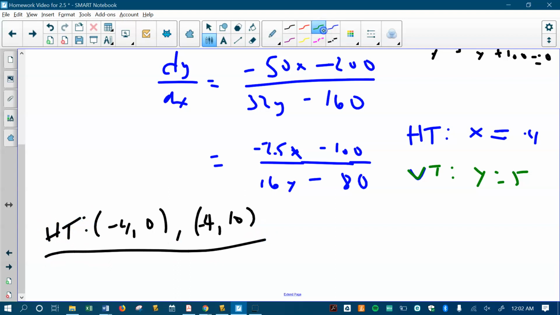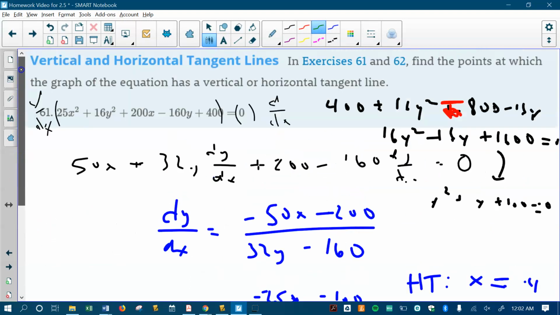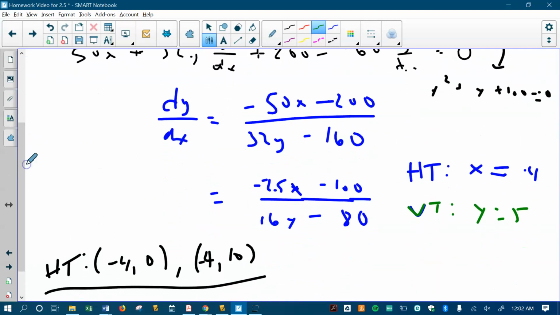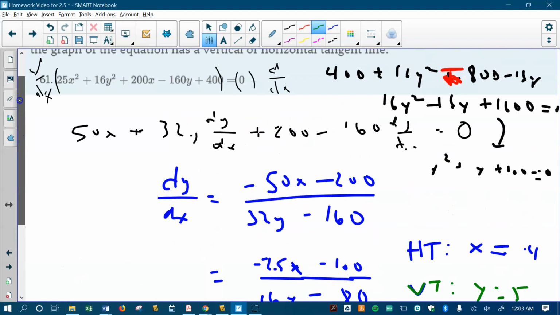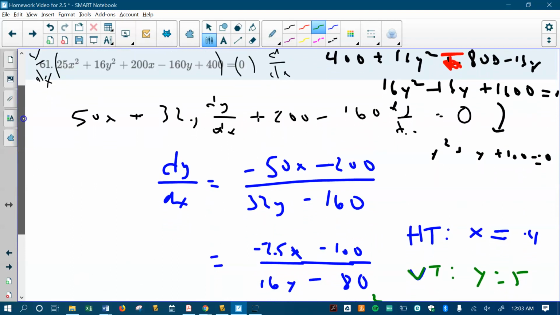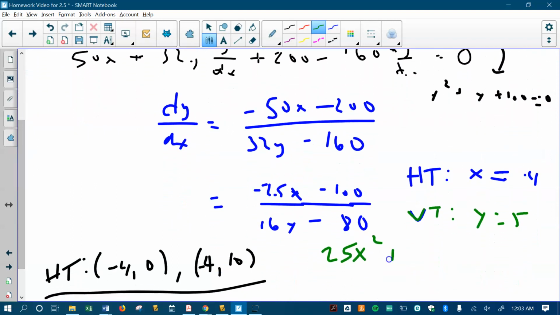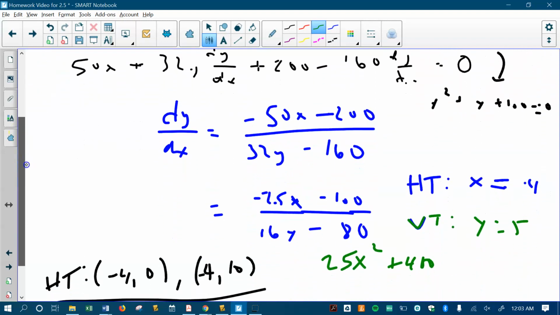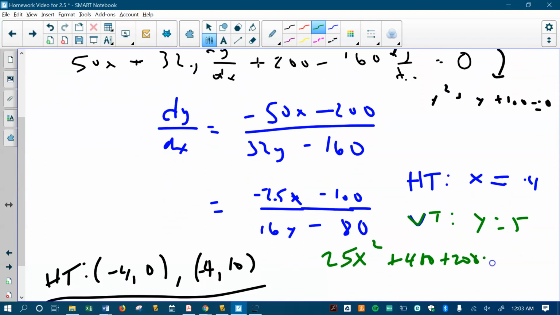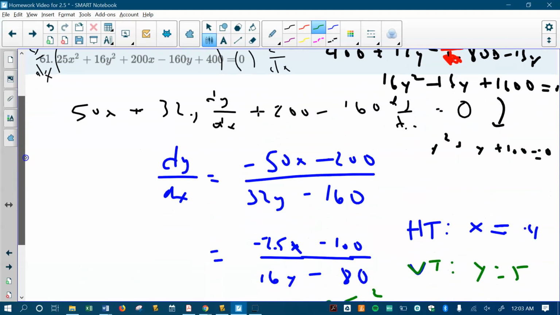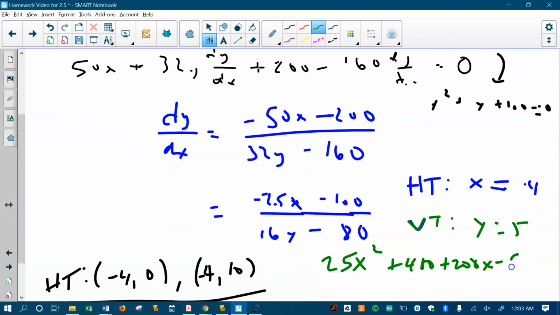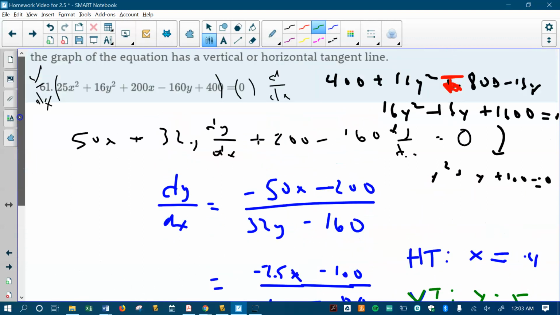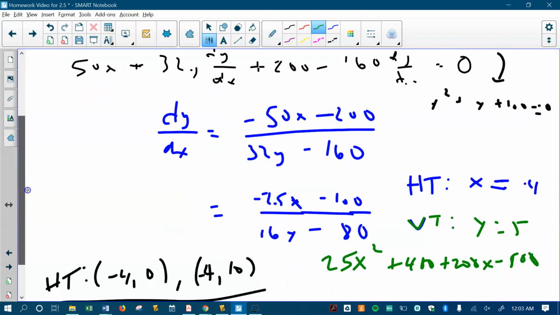It's not really a bad process, it's just a lot of work. For the 5, let's do 5 for y now. So 5 for y means I'll have 25x squared. 5 for y, 5 squared is 25. That's plus 400. And that is going to be plus 200x. And that's going to be minus 160 times 5, so minus 800. Okay, and then it's going to be plus 400.